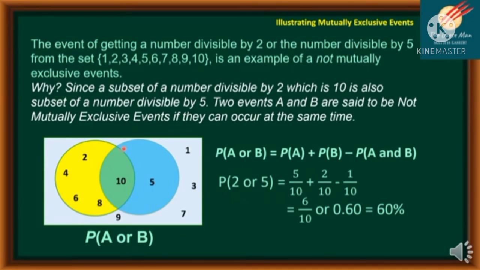Next, the probability of B. There are 2 elements in B, 5 and 10, so 2/10. Next, the probability of A and B, which is the probability of their intersection. There is 1 common element out of 10, that is why 1/10. So the answer is 6/10, in decimal 0.60 or 0.6, which is equal to 60%.